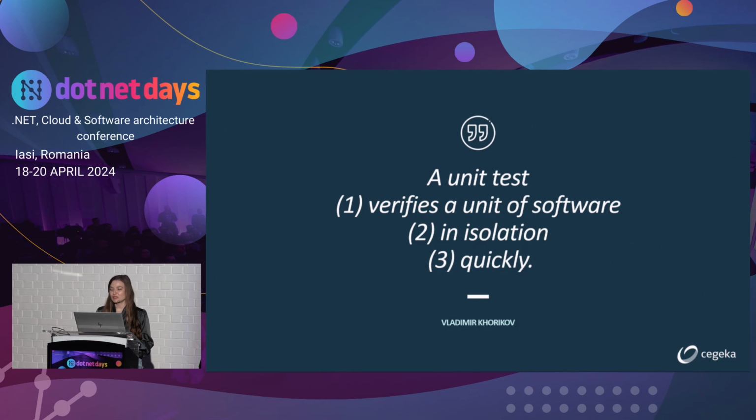So going back to the definition of a unit test. A unit test verifies a unit of software, which is a unit of behavior, not a class. It does so in isolation between other tests, and it does so quickly. The only reason why you would end up using a test double as a dependency is this third attribute, speed.